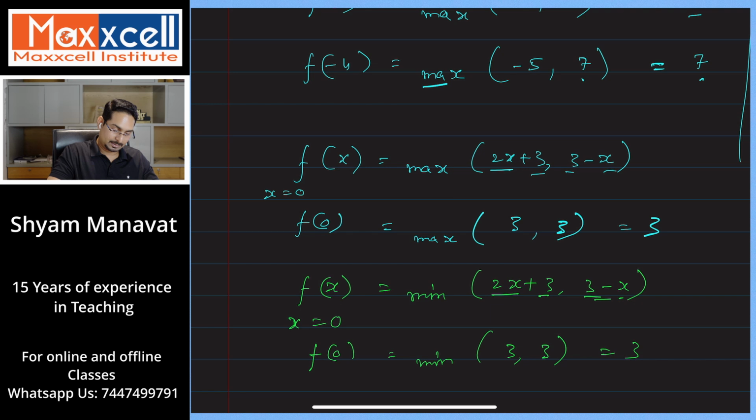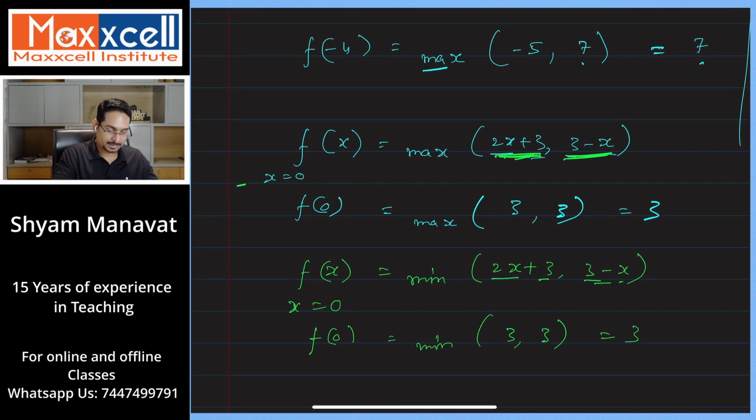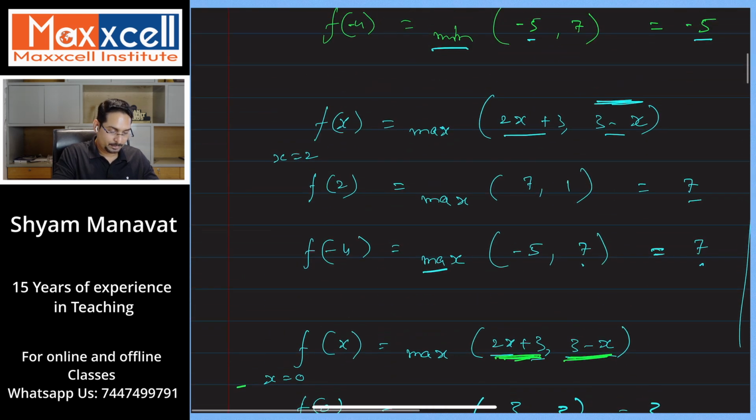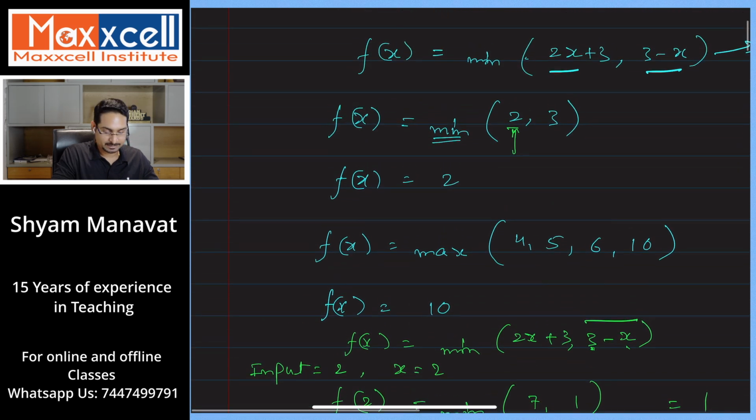Yeah. So you may get some value where both expressions give you an equal outcome. That is possible. You may have some input for which both expressions will give you an equal outcome. Okay. So I hope you understood the brief of what the minimum function and maximum function are.